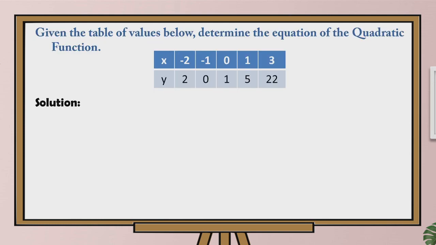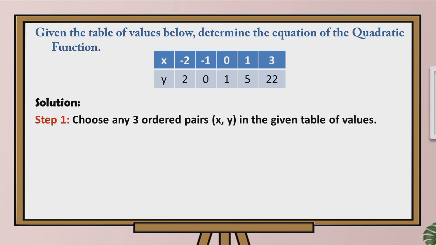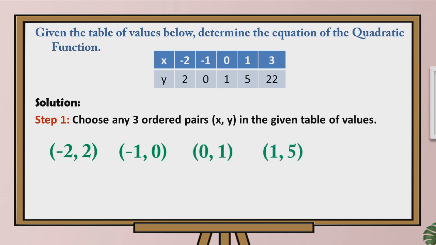So now let's have another example. Given the table of values below, let us determine the equation of the quadratic function that represents this table of values. Our solution, starting from step 1, is to choose three ordered pairs from the given table of values. In this table, we can see 5 ordered pairs: (negative 2, 2), (negative 1, 0), (0, 1), (1, 5), and (3, 22).